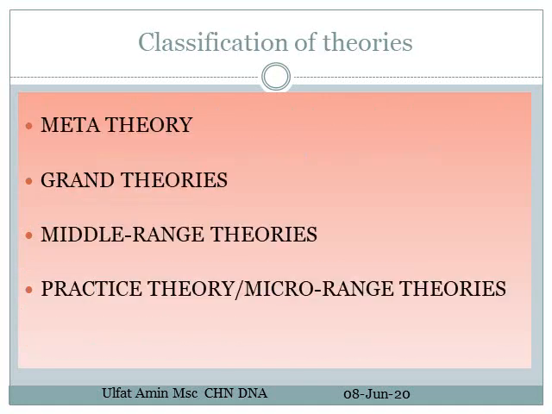Now the classification of theories. First is the meta theory. A meta theory is a theory whose subject matter is some theory, or we can say a theory about another theory. As such, it may be called a theory of theories.